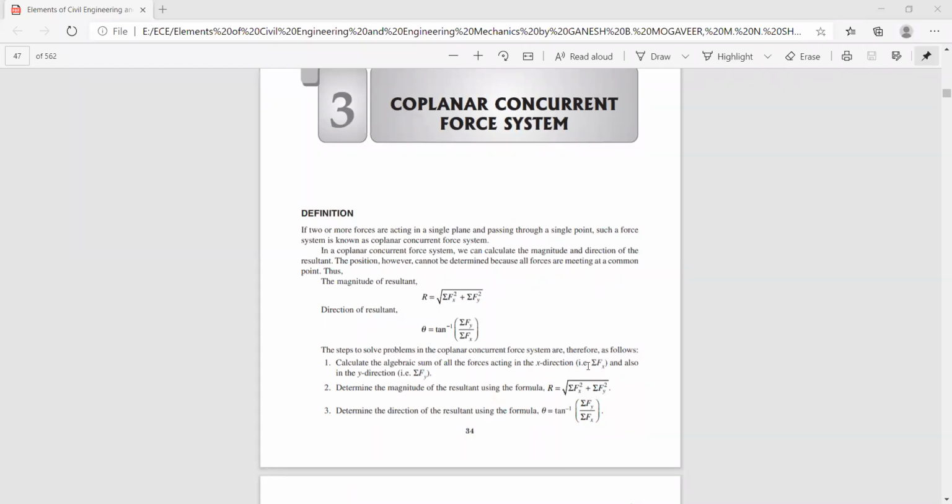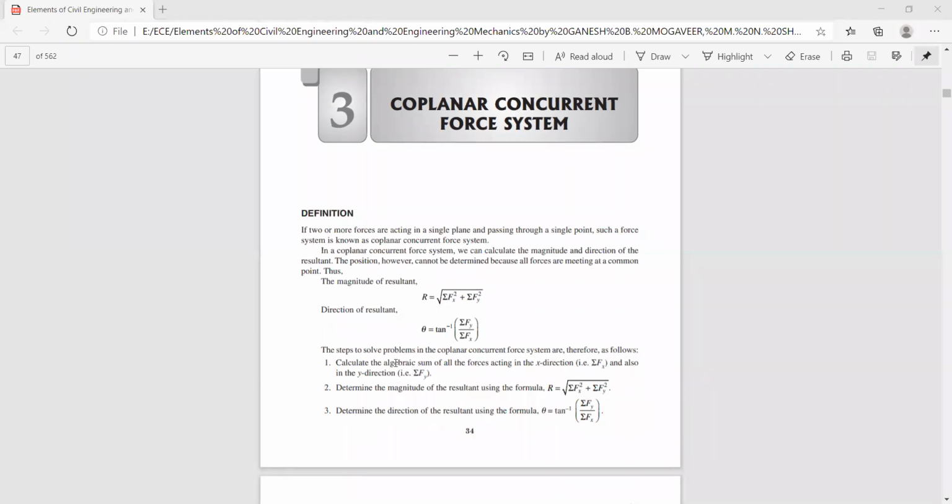In some textbooks they use the notation sigma H for the sum of horizontal forces, and sigma V for the sum of vertical forces. So both are the same. You can use sigma F of x for the algebraic sum of the horizontal components, or else you can use sigma H, and for the algebraic sum of vertical components you may use sigma F of y or sigma V.